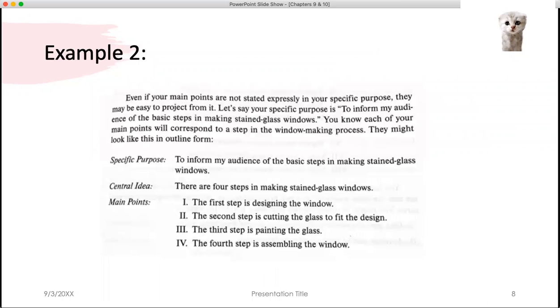Here's a second example. So even if your main points are not stated expressly in your specific purpose, they may be easy to project from it. Let's say the specific purpose is to inform your audience of the basic steps in making stained glass windows. You know each of your main points will correspond to a step in that process. So it might look something like this: your specific purpose, to inform the audience of basic steps in making stained glass windows. Central idea, there are 4 steps in making stained glass windows. Your main points are going to be the first step, the second step, the third step, and the fourth step in that process.